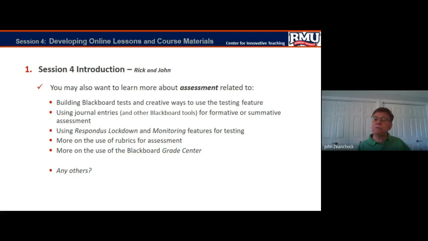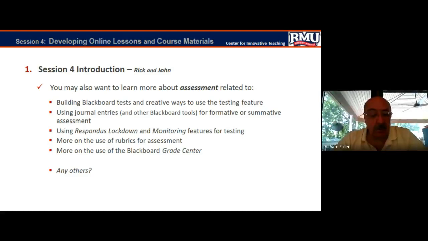And then I notice I put up there "any others." So if there are any others or any of these, if you go back and review these later, if you let Rick know what you think your major needs are moving forward, then the CIT can actually address some of those needs. Rick?